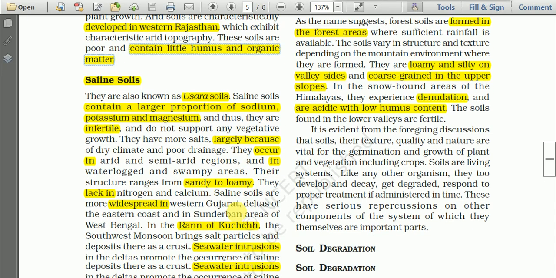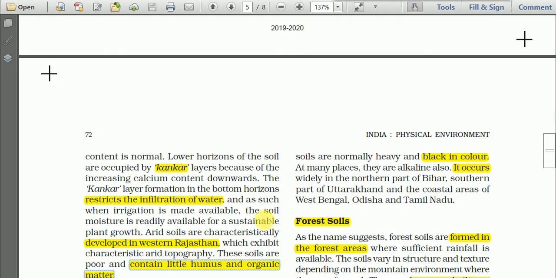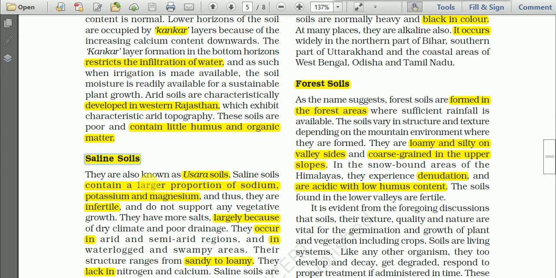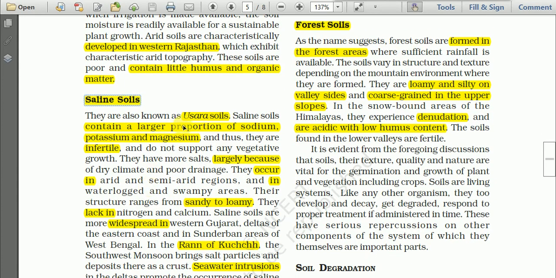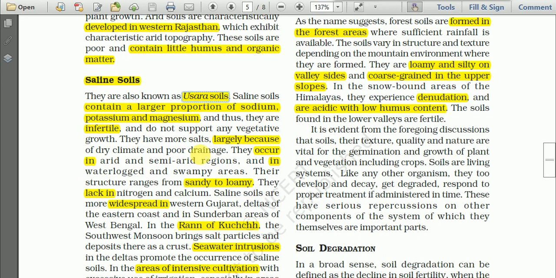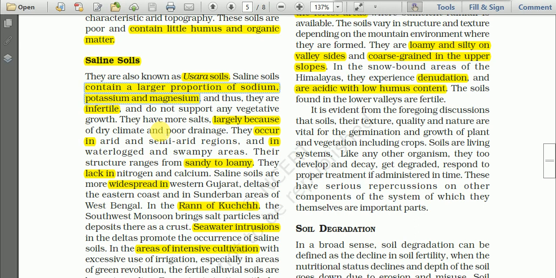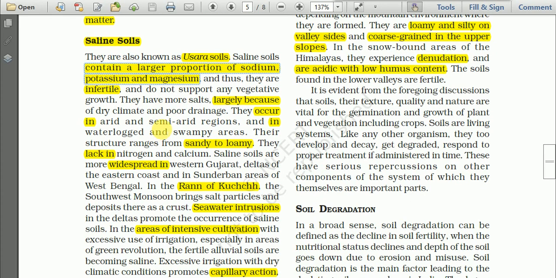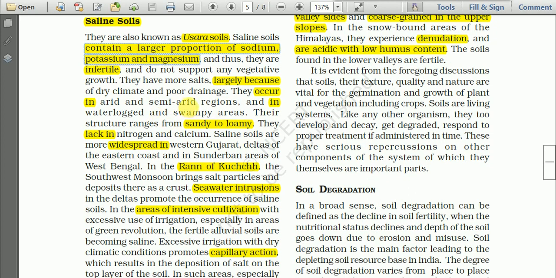And next we have the saline soil. This is another type of soil, saline soils, and they are also known as Usara soils, that is sterile. Saline soils contain a larger proportion of sodium, potassium and magnesium, and thus they are infertile. So it contains a large quantity of salt, different types of salt like sodium salt, potassium salt and magnesium salt. And they do not support any vegetative growth, and they have more salt largely because of dry climate and poor drainage.